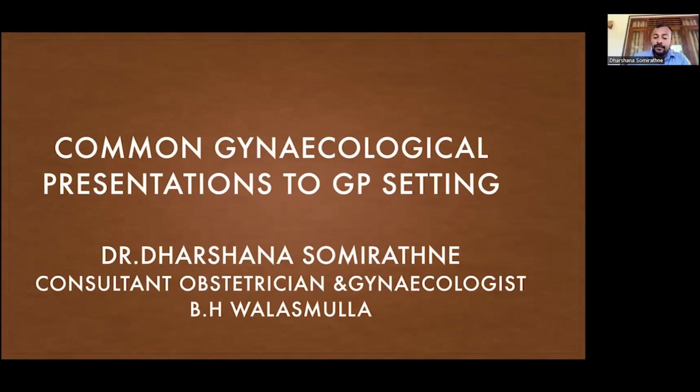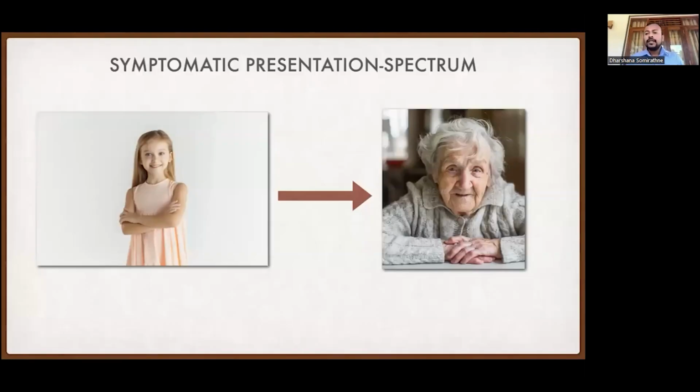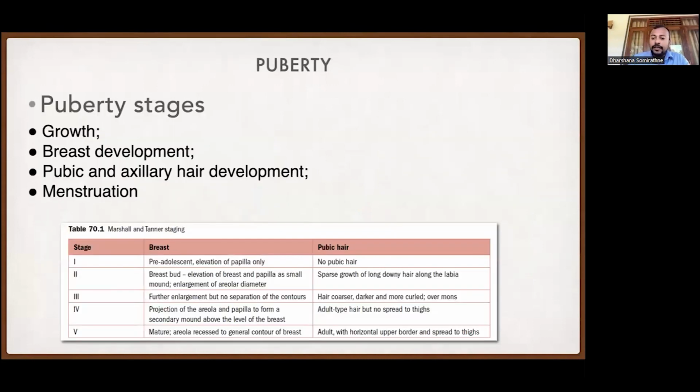Okay, I'm going to start with a brief introduction. It's a kind of symptomatic presentation. It's a spectrum, like you might get a small girl of age 4 or 5, ranging to extreme ages like 80 or 90. This is a spectrum of complaints that you all get. I'll start with puberty and pubertal related complaints.